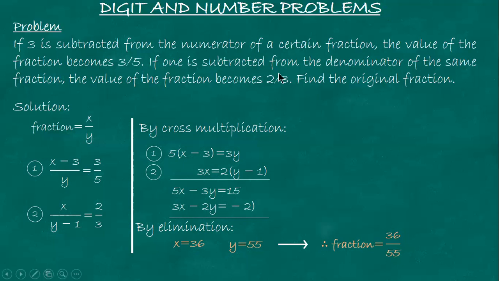Second sentence, second condition. If 1 is subtracted from the denominator, 55 minus 1, 54. Kailangan mo ng 36 over 54. If you use your calculator, that can be reduced to 2/3. 36 over 54, naman siya yung common factor na 18. So 2/3 ang result. So the correct answer is 36 over 55.